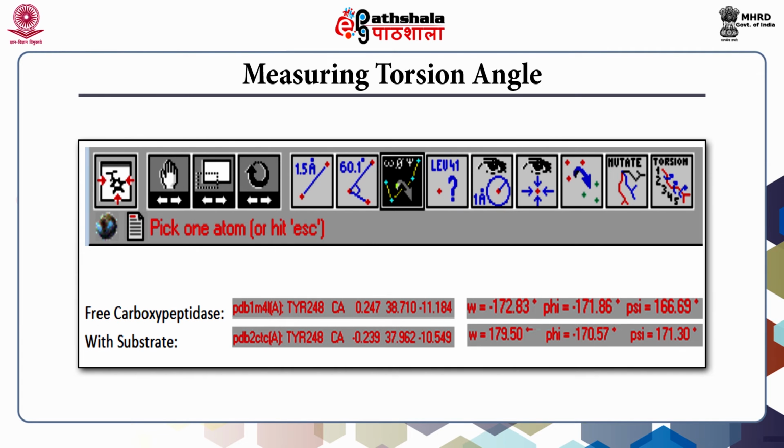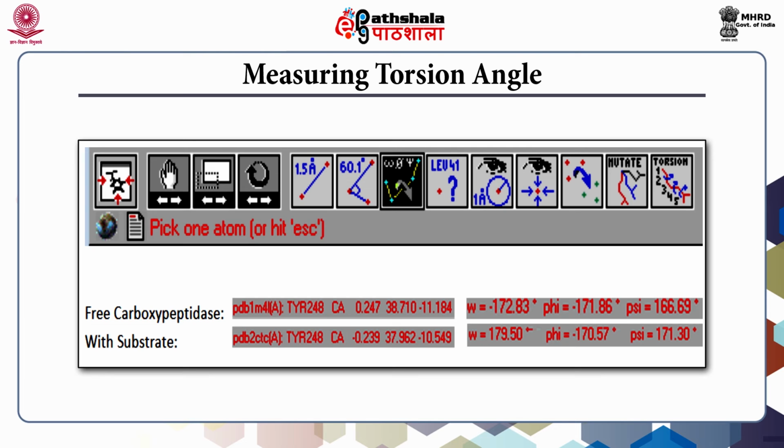The huge induced fit binding for substrate is achieved through rotation of single bond to cause change in torsion angles, maybe phi, psi and other torsion angles in the side chains. To measure torsion angle, select 7th tool in the toolbar and pick any of the atoms in tyrosine 248 to measure the torsion angle. Measure the torsion angle of tyrosine 248 for both free enzyme, that is free carboxypeptidase A, and carboxypeptidase A bound with the substrate.